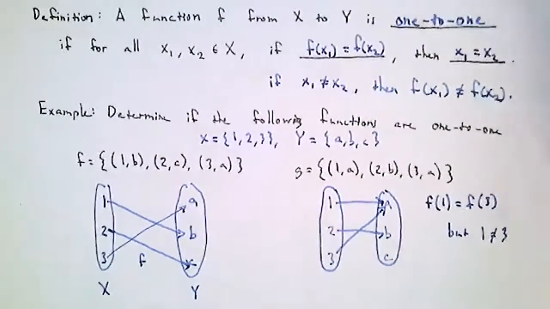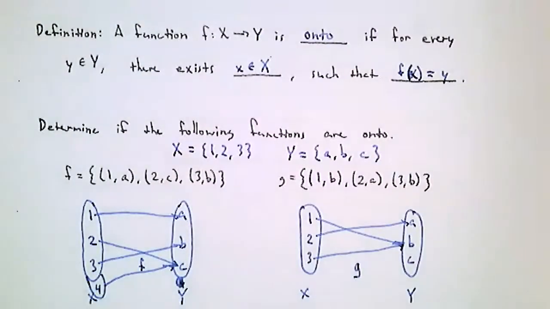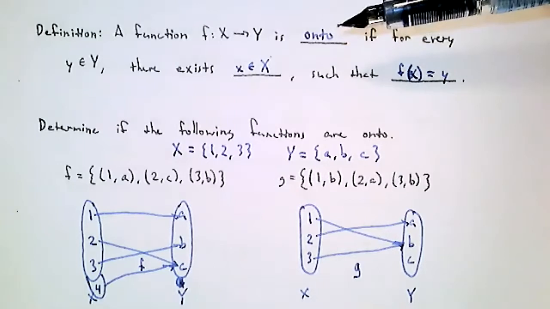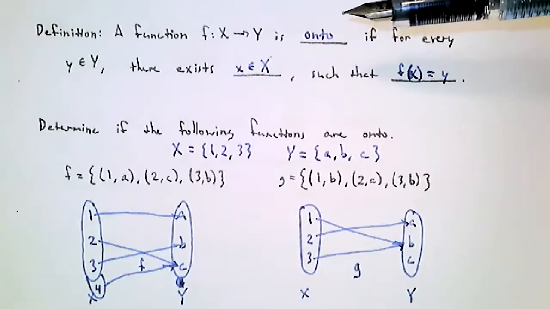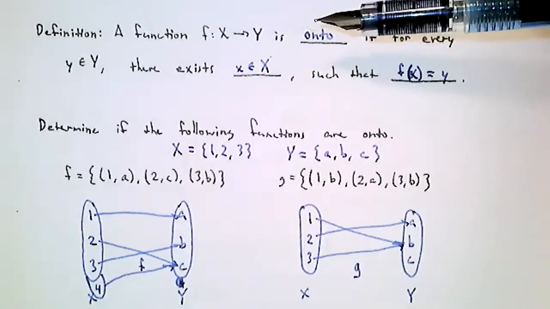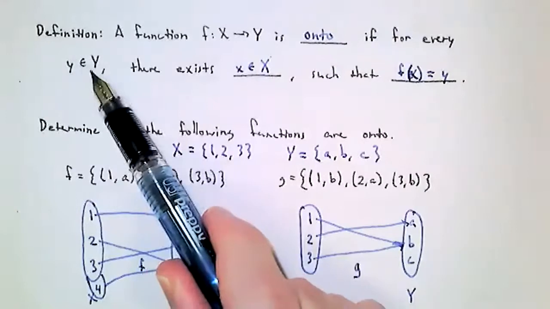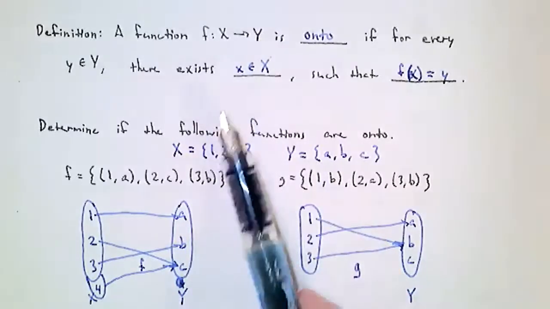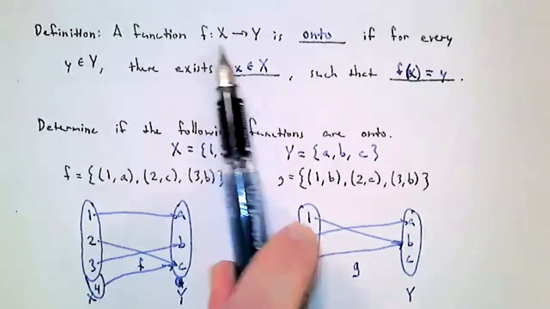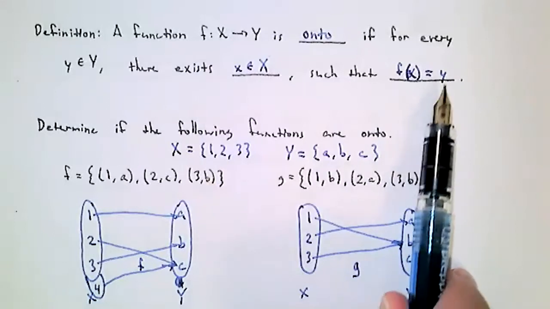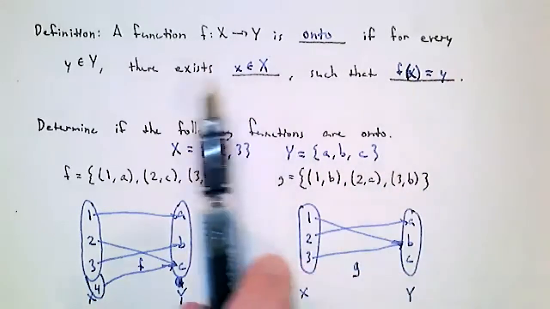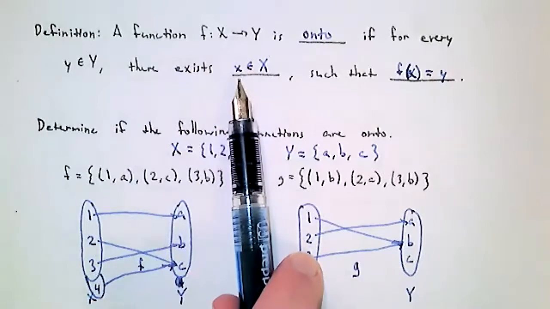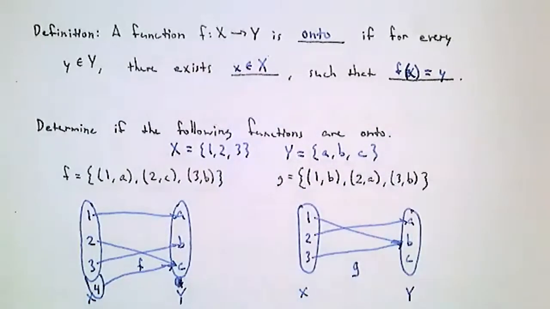Okay, so that was one-to-one. And then we also discussed onto functions. So this is a little bit different than one-to-one. Well, of course, it's different. It's a different definition. But this one says that a function is onto if for every element in the codomain, your target set, let's say, then there's an element that you can plug into your function to get to that target. So for every element y, there exists an x such that f of x is equal to y.